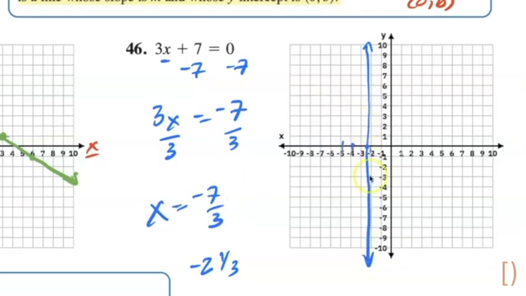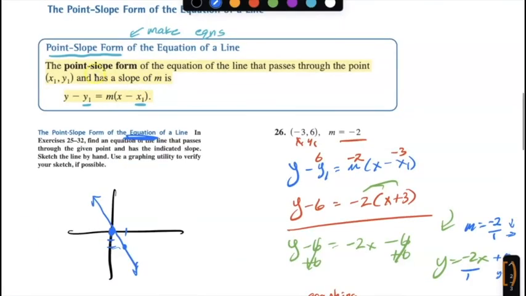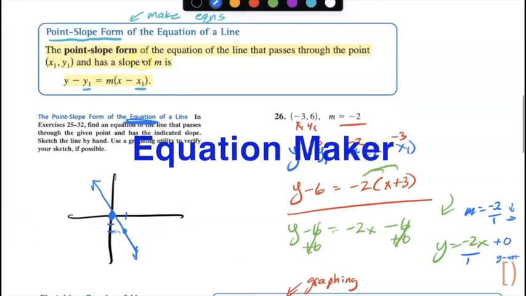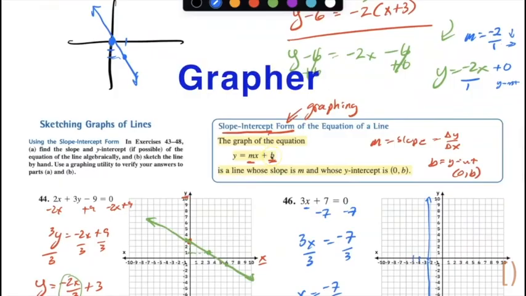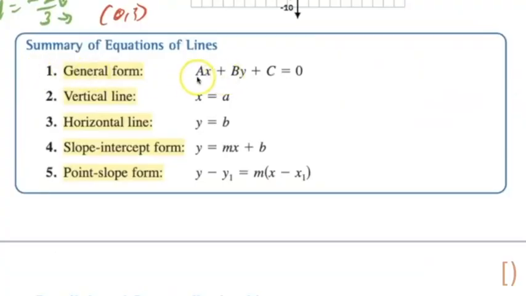This has no slope, it's a wall. And that's why you have no m here, because no slope. Couple key things to remember. We did point slope form. That's the thing I used to make an equation. We did slope-intercept form. I like to use that to graph. There's also the general form, which is ax plus by plus c. You just have everything on one side.